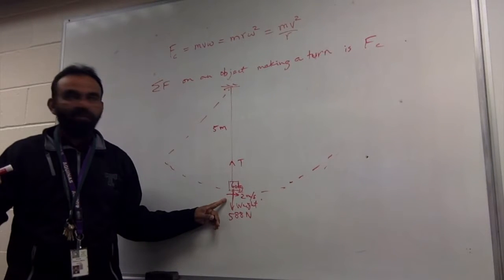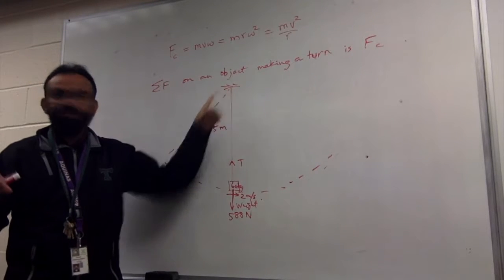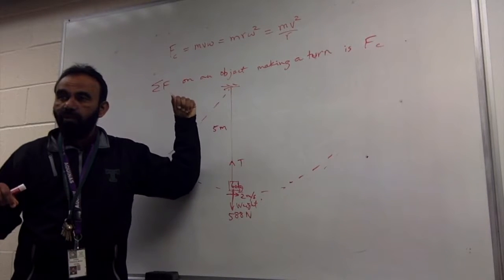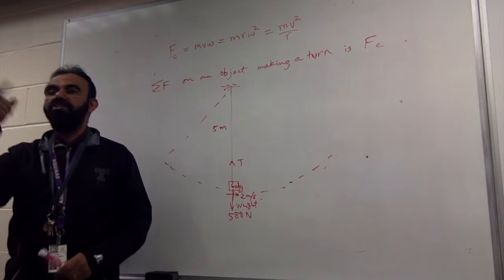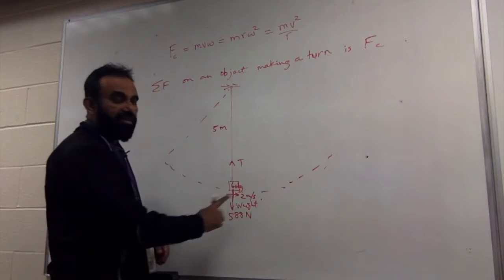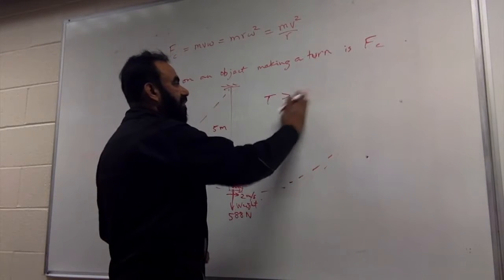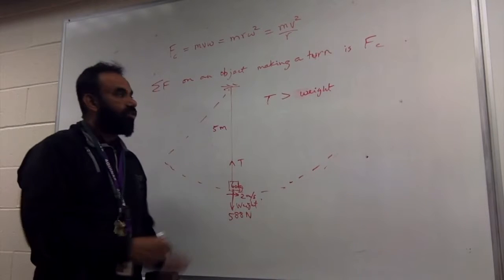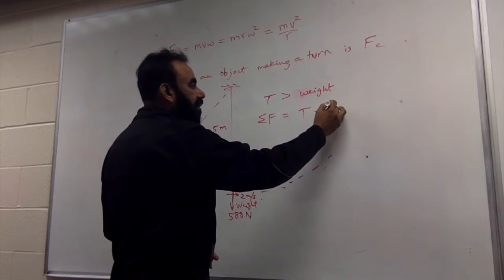Towards the center of the turn, the top. Right here. So if the net force of these two is towards this point, what do you know about tension and weight? Tension is greater. Because it is moving in a circular path, tension is greater than weight. And so what's the net force? Net force is tension minus weight.